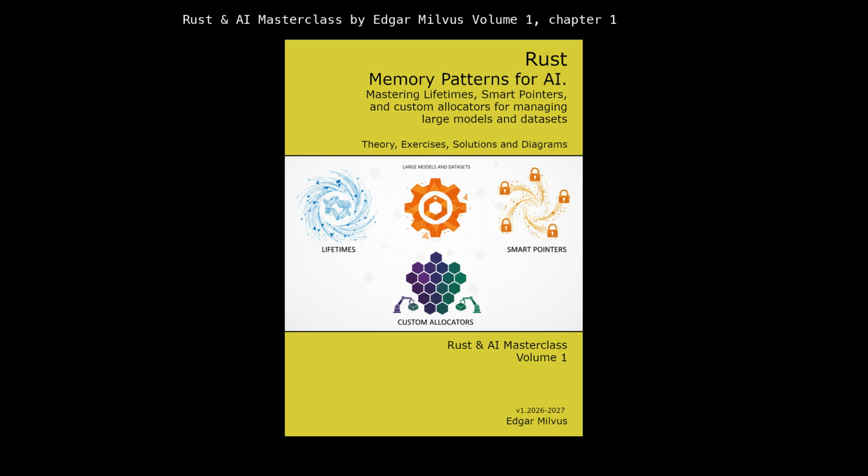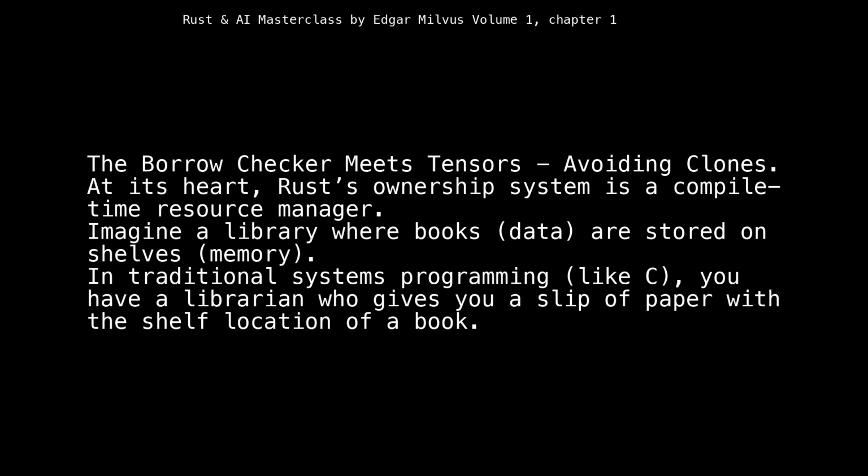Rust in AI Masterclass by Edgar Milvis, Volume 1, Chapter 1. The borrow checker meets tensors, avoiding clones.